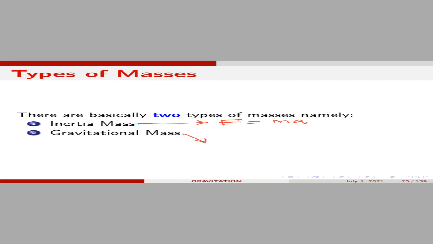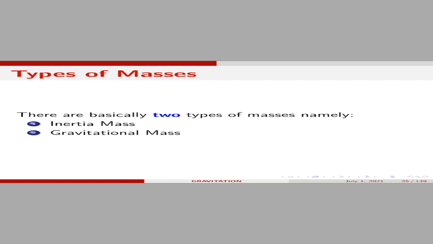And here, gravitational mass is what we are saying here. W is equal to mg, because weight is the gravitational force exerted on a body. So these are the two forces. This inertial mass holds for any other body that is not falling under gravity. That is the difference. Okay, so that is that.